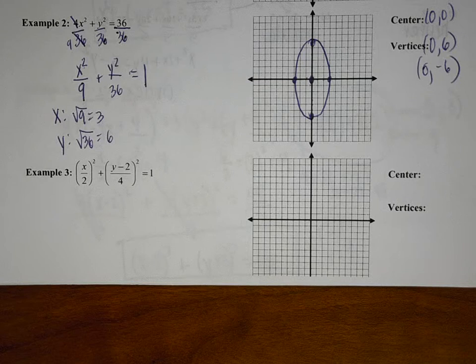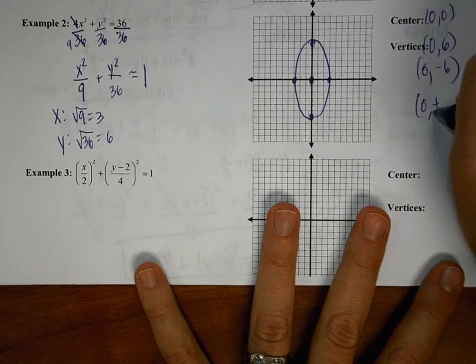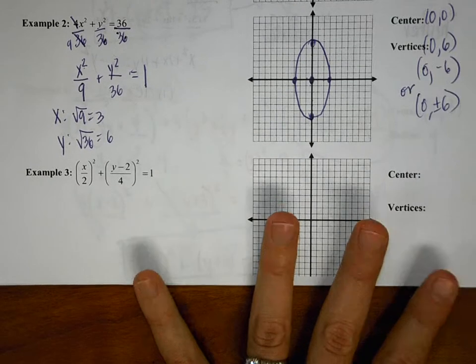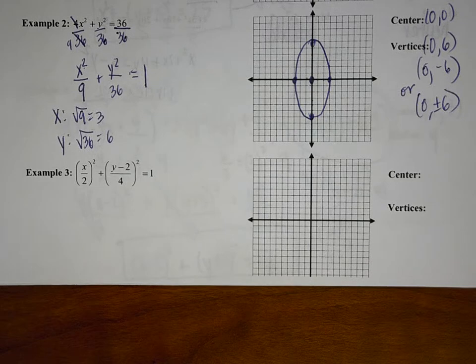Okay, example 3 is slightly different. So on that one, you can put 0, plus or minus 6. Yes, you could also do 0, plus or minus 6 on this one. That is correct. That means the same thing, because that's saying 0, 6 and 0, -6 when you have plus or minus. Vertices? You put the longest one. So whichever side is the longest, that's it.